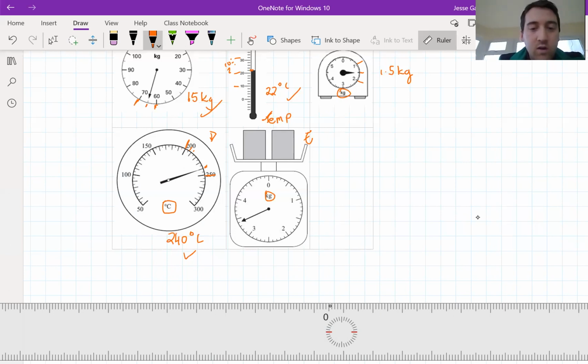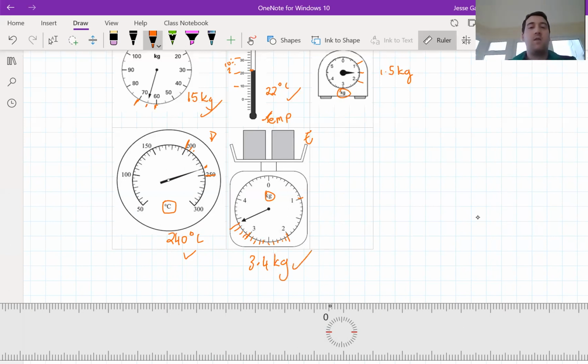Okay, last one, we've got kilograms. So here's 1, 2, 3, and between each one, there are 10 little squares. So each little square is going to be what? 0.1. So this is 3.1, 3.2, 3.3, and this is 3.4. So well done. If you said 3.4 kgs, that is correct.